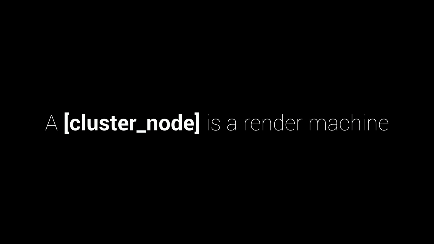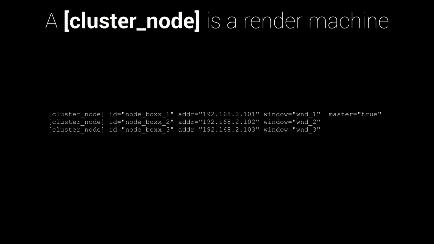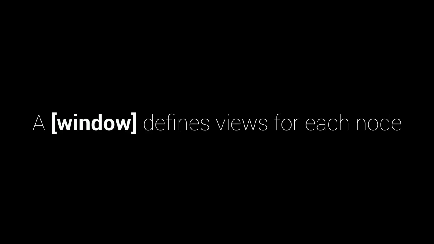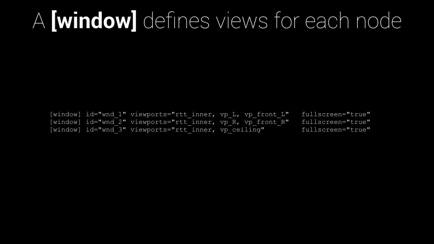So first step is you define a cluster node. A cluster node is a render machine. Very straightforward. You're basically just giving the IPs for the 3 boxes that we've established having, right? A window defines views for each node. So we render the inner camera on each node. This means that if you pan the camera and the in-camera view is on any of the walls, it will show up. And this is also defining what we were describing earlier. Render machine 1 is on the left side and the front left, and then render 2 is on front right. This is where you make that definition.